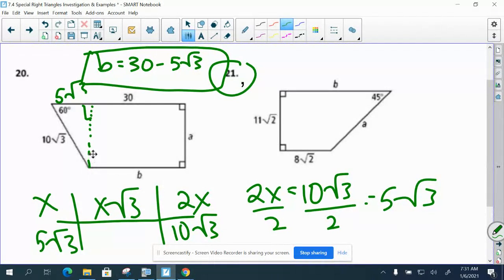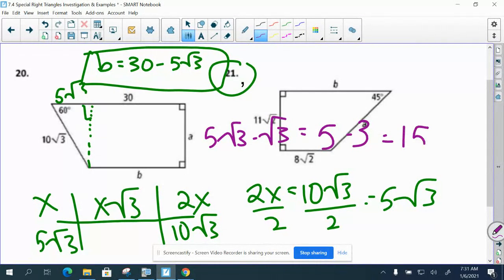And to figure out the a, that's the same as this part right here, the long leg. So the long leg is x times the square root of 3. So we're going to take x, which is 5 square root 3, and multiply that by the square root of 3. So I'm going to do that in purple here. So 5 square root 3 times the square root of 3 is going to be 5 times 3, because square root 3 times square root 3 is just 3. Square roots cancel out, which gives you 15. So 15 is equal to A.